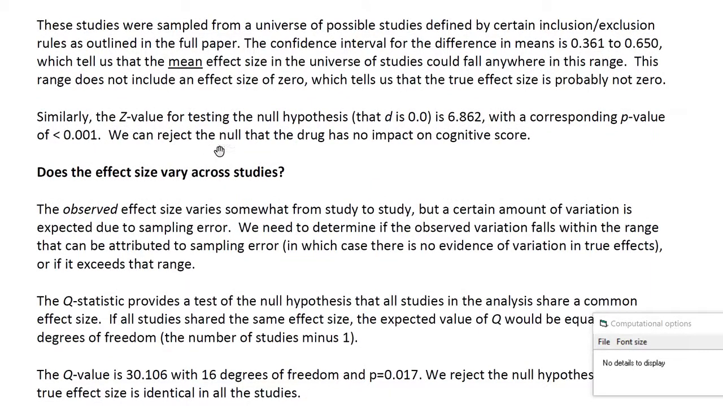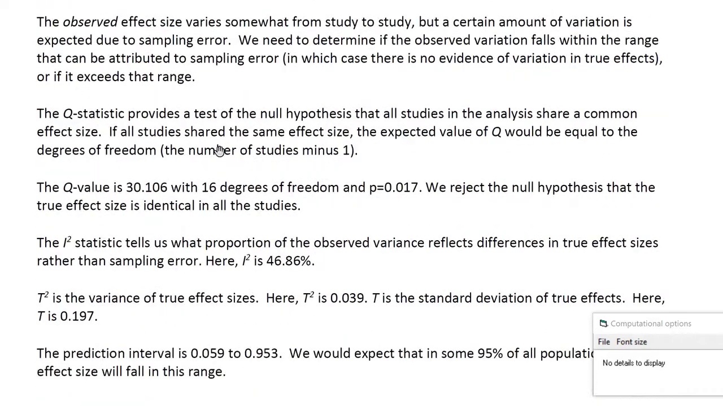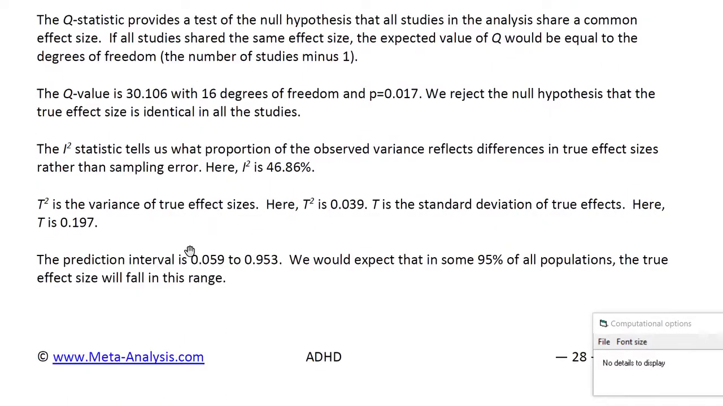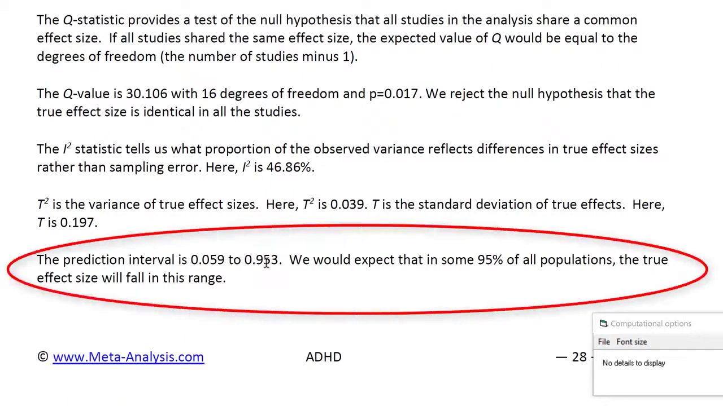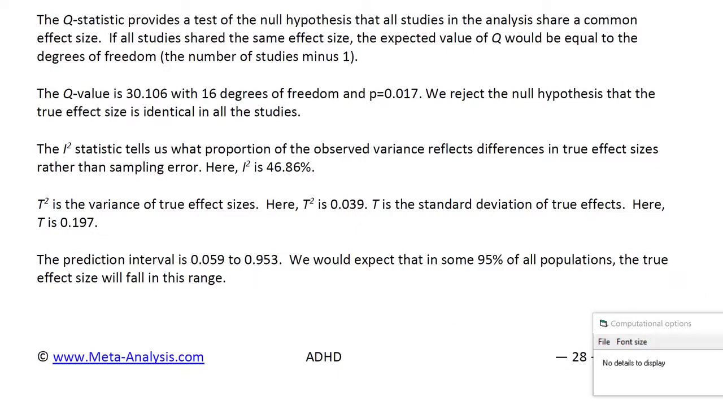Skipping down here, we come to the next question, which is, does the effect size vary across studies? And I'm going to skip down to the bottom over here where we say the prediction interval is 0.059 to 0.953. We would expect that in 95% of all populations, the true effect size will fall somewhere in this range.